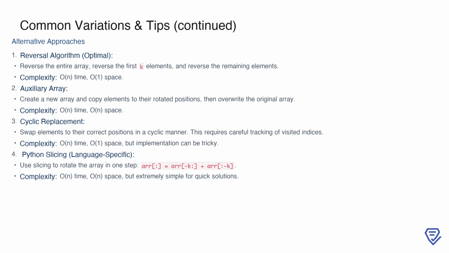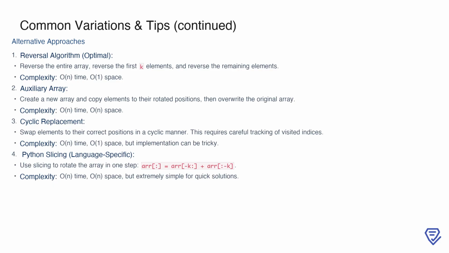There are several approaches to solving the rotate array problem, each with its own trade-offs. The reversal algorithm is one of the most efficient methods, involving three steps: reversing the entire array, reversing the first k elements, and reversing the remaining elements. This achieves O(n) time complexity and O(1) space complexity. Another option is to use an auxiliary array, where you copy elements to their rotated positions in a new array and then overwrite the original. While simple, this approach increases space complexity to O(n).